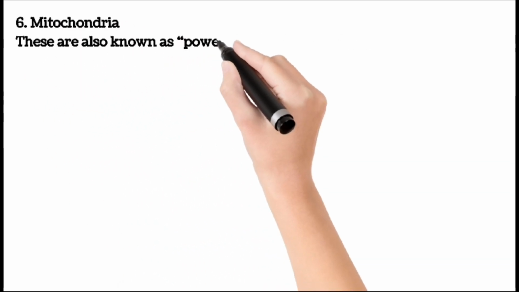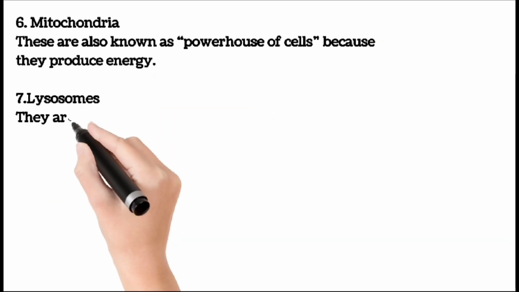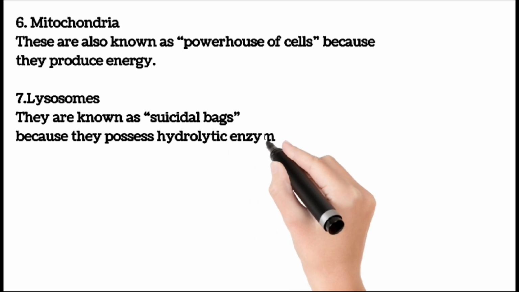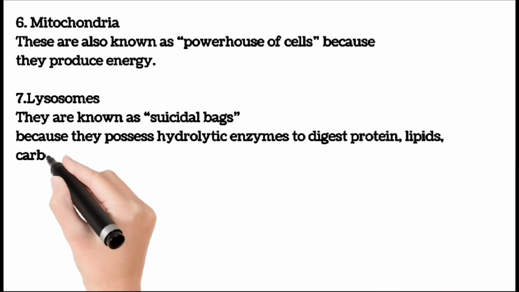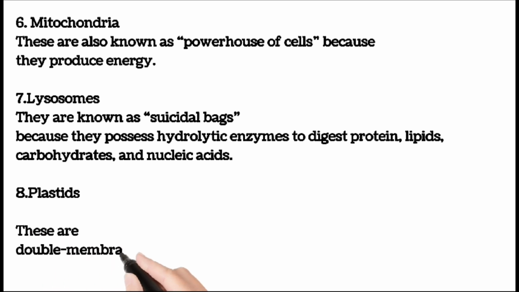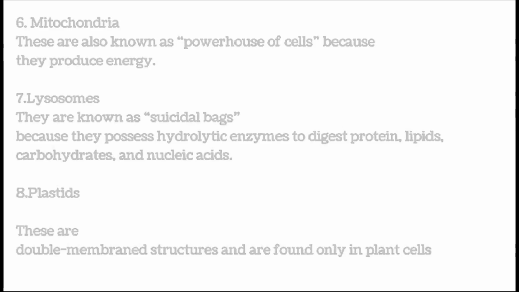Mitochondria. They are also known as the powerhouse of cells because they produce energy. Lysosomes. They are also called suicidal bags because they possess enzymes that digest proteins, lipids, carbohydrates and nucleic acid. Plastids. They are double membrane structures which are exclusively found in plant cells.